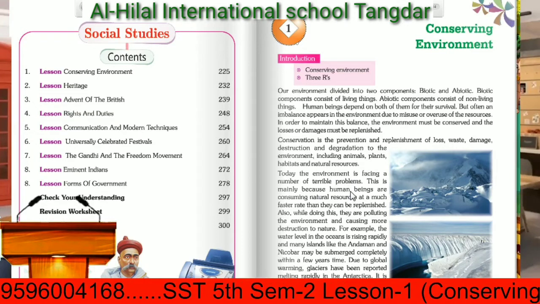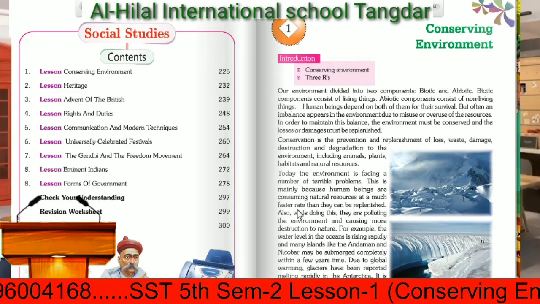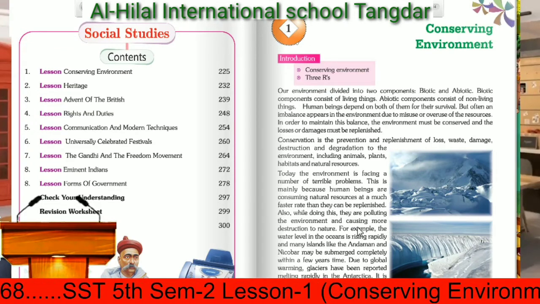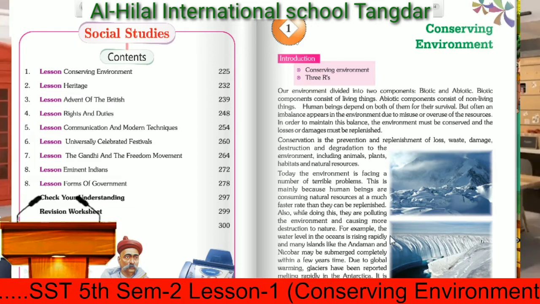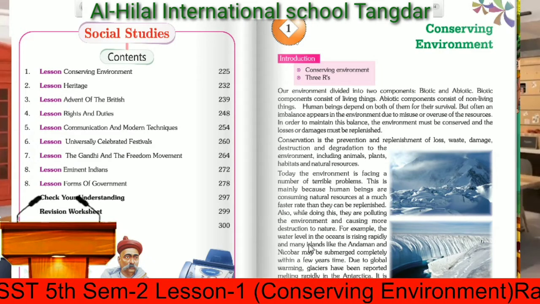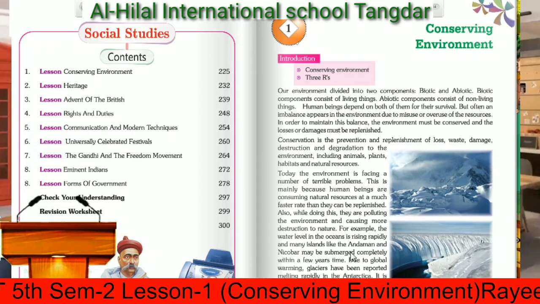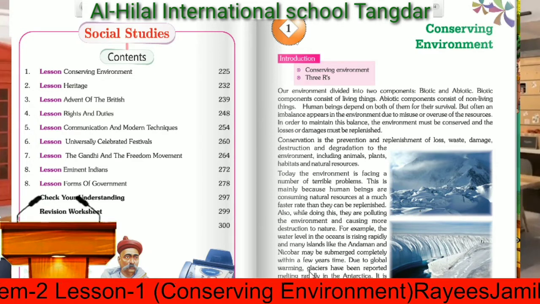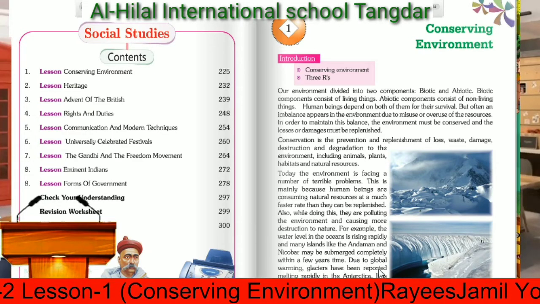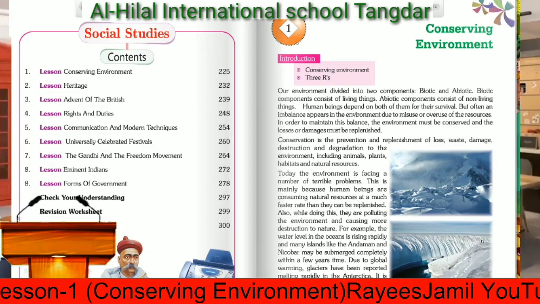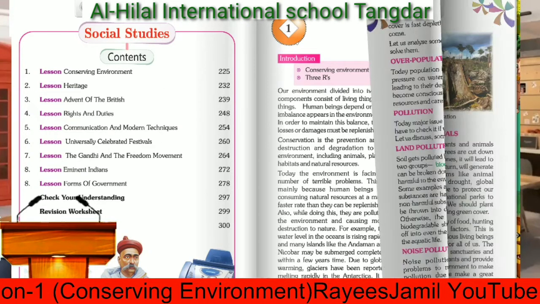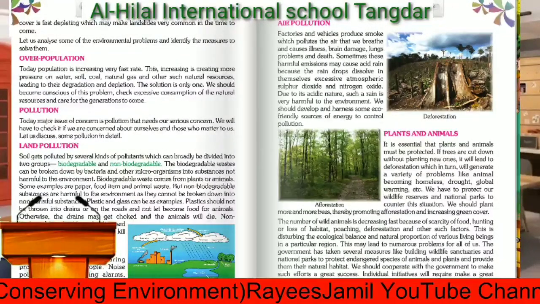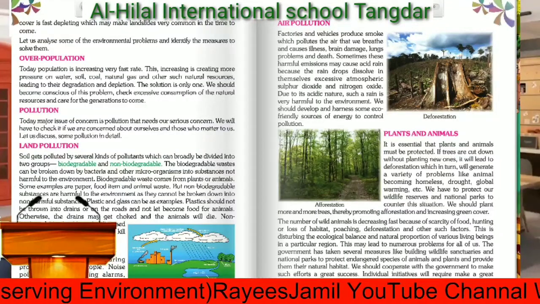This is mainly because human beings are consuming natural resources at a much faster rate than they can be replenished. Also, while doing this, they are polluting the environment and causing more destruction to nature. For example, the water level in the oceans is rising rapidly and many islands like the Andaman and Nicobar may be submerged completely within a few years' time. Due to global warming, glaciers have been reported melting rapidly in the Antarctica. It is also a result of pollution. The forest cover is fast depleting, which may make landslides very common in the time to come.